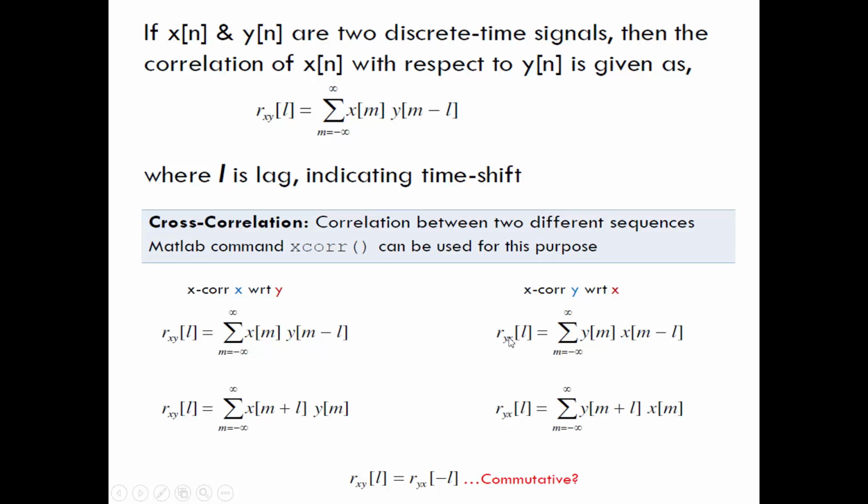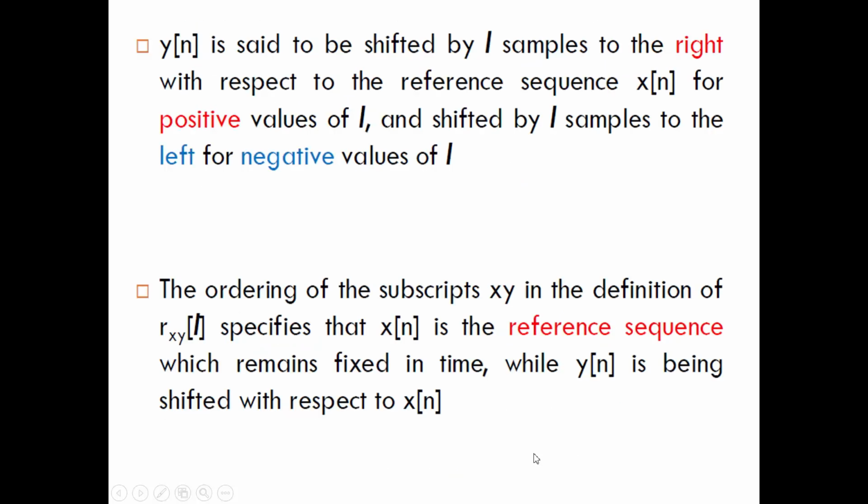But can I write it as ryx? That means y of m x of m minus L, or ym plus L into xm, meaning whether this is commutative or not. So cross correlation is not commutative. Let me tell you, you can verify this using the examples, no problem.